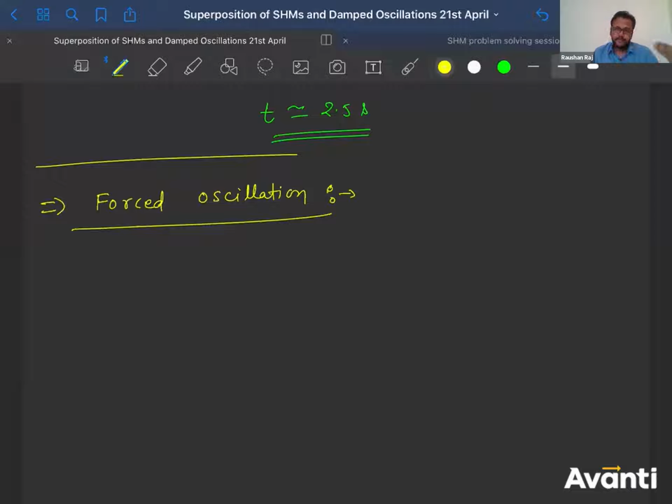If you're actually preparing for JEE Advanced, even in JEE Advanced, these questions have never been asked. In JEE Main, sometimes some objective and theoretical questions have been asked from this topic. See, what is a forced oscillation?